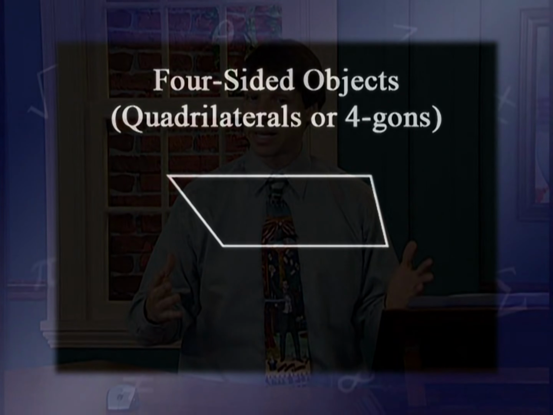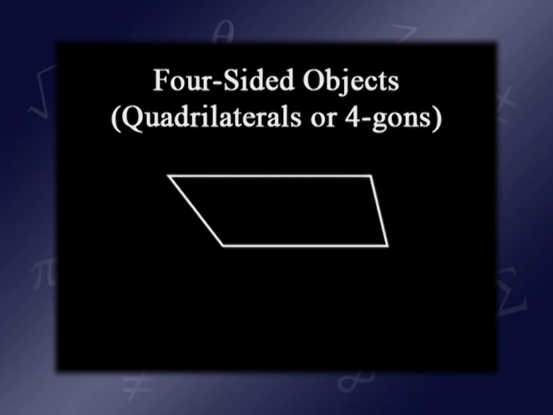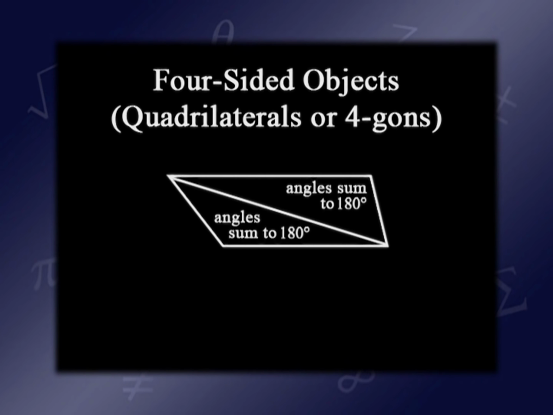Well, I claim, and I can prove, that the sum of the angles is 360 degrees. Why is that? Look at your four-sided figure and draw a diagonal from one corner of your quadrilateral to the opposite corner. In so doing, you will create two triangles. Those triangles will have angles that sum to 180 degrees, and the other one will sum to 180 degrees.